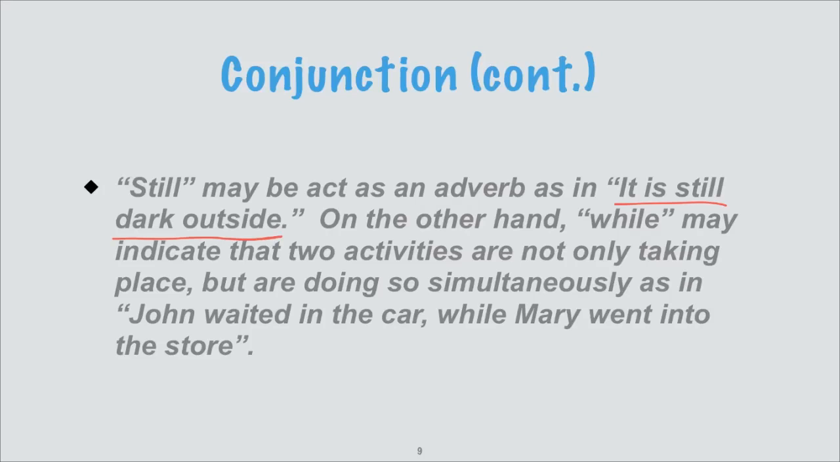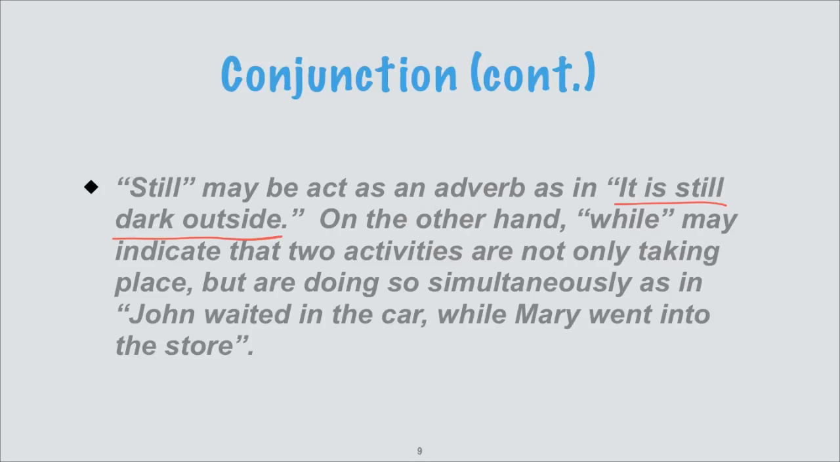John waited in the car while Mary went into the store seems to imply that they were doing the same thing, the same two things simultaneously. So again, sometimes you have to figure out from the context of the statement what's going on. But this is one where it seems that John and Mary were together. Mary's doing something while John is doing something else simultaneously, right?